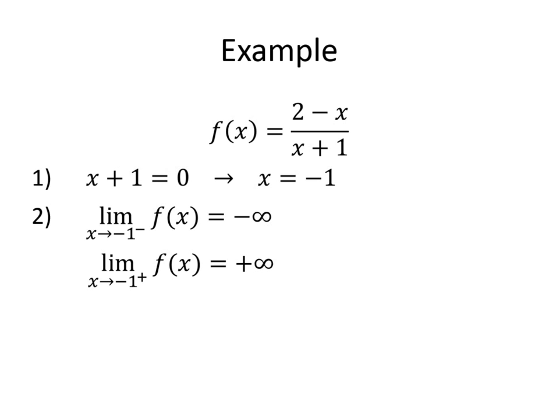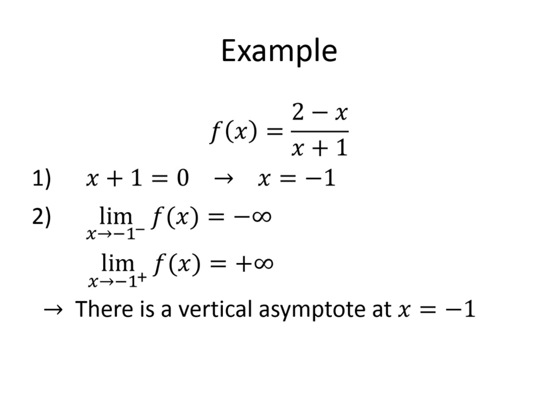What that means, since both of these limits are going to infinity, is that you have a vertical asymptote at x equals -1. As the graph comes in from the left, it will slope downward very steeply towards infinity at -1, and then suddenly restart at positive infinity and continue downwards from there.